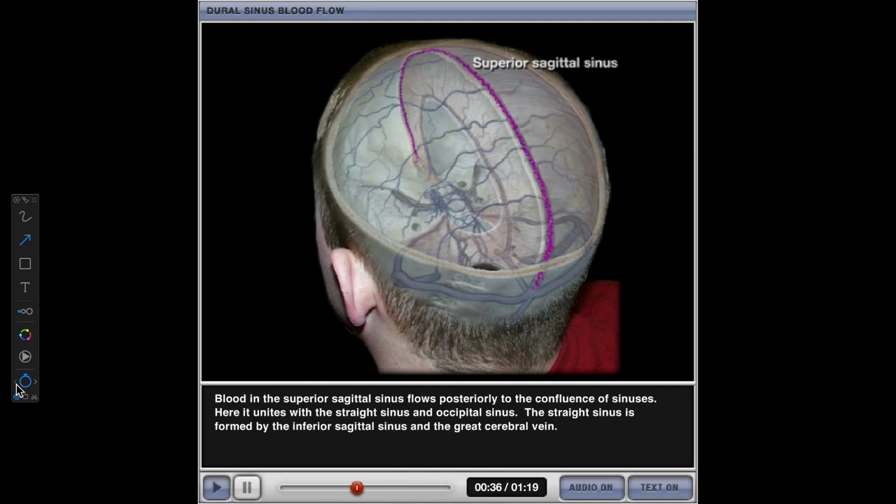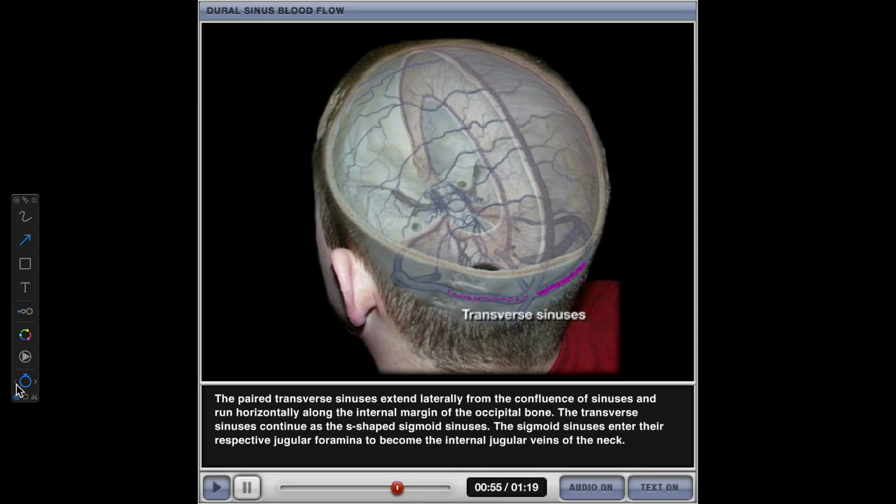Blood in the superior sagittal sinus flows posteriorly to the confluence of sinuses. Here it unites with the straight sinus and occipital sinus. The straight sinus is formed by the inferior sagittal sinus and the great cerebral vein. The paired transverse sinuses extend laterally from the confluence of sinuses and run horizontally along the internal margin of the occipital bone. The transverse sinuses continue as the S-shaped sigmoid sinuses. The sigmoid sinuses enter their respective jugular foramina to become the internal jugular veins of the neck.